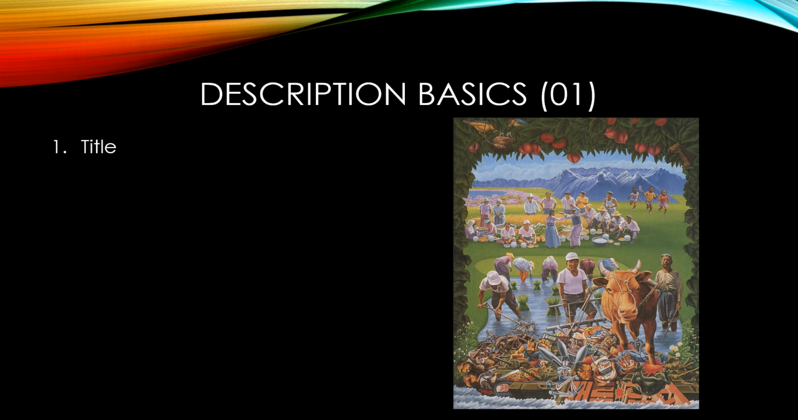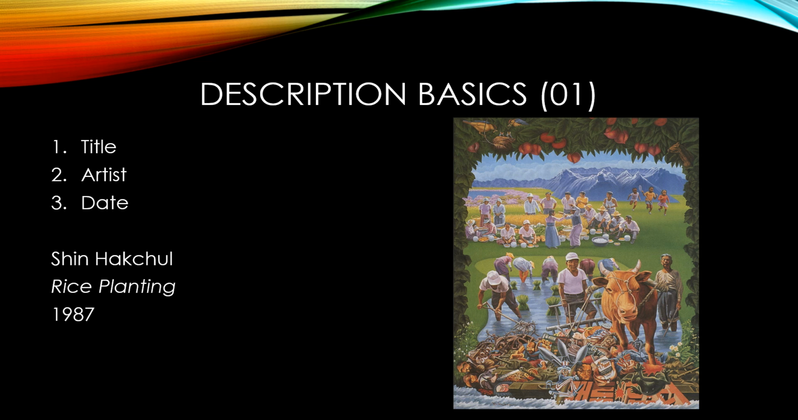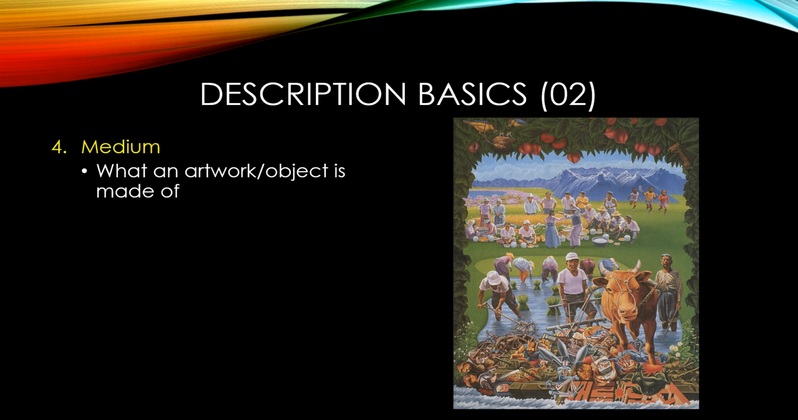There are several things that you can talk about when describing an artwork or object. The first thing you may want to do is state the title, the artist, and the date of the artwork or object, if that information is available. So in the case of this artwork, it is Shin Hakchar's Rice Planting, made in 1987. Next, you will want to clarify the medium. Medium is what the artwork or object is made of, but in visual analysis, try to be specific. For example, Shin Hakchar's Rice Planting is not just a painting, but an oil painting on canvas.